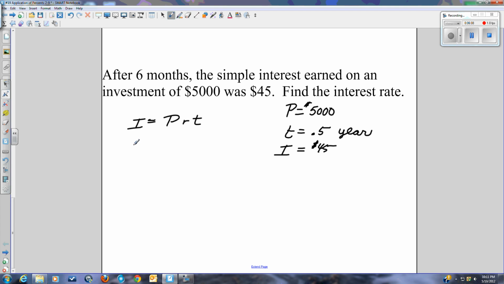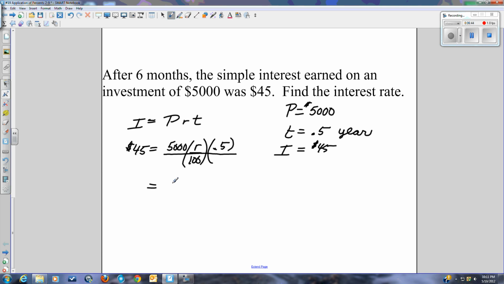So let's plug our numbers in. We have $45 equals a principal of $5,000. Now remember, our rate is a percent, so it's some number over 100. So I'm going to put in R over 100. Okay? Times our time, which is 0.5. And just like in the last problem, I'm going to extend our fraction bar across the whole problem. And so we're going to multiply right across here to simplify. We're saying 5,000 times R times 0.5.